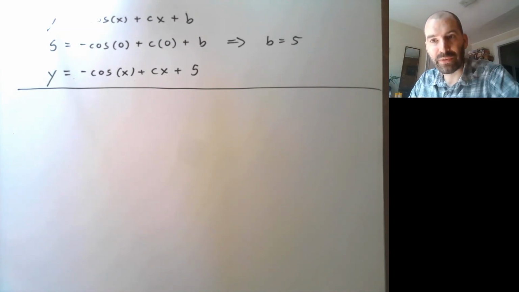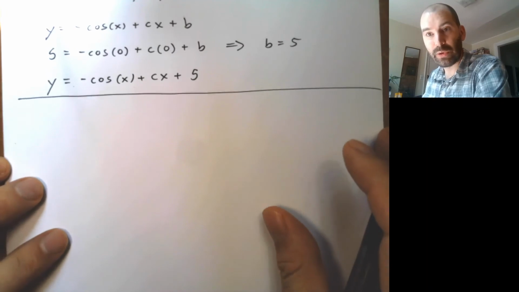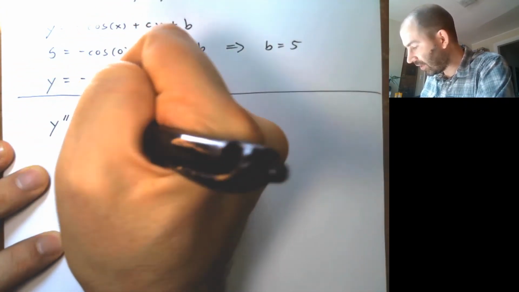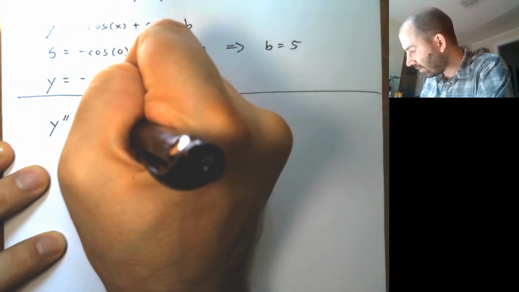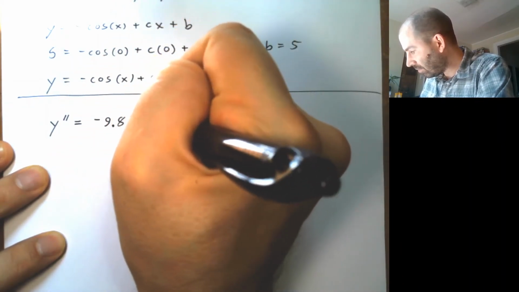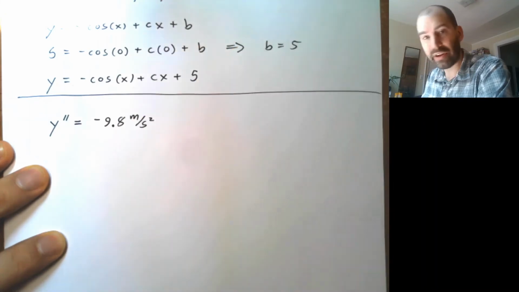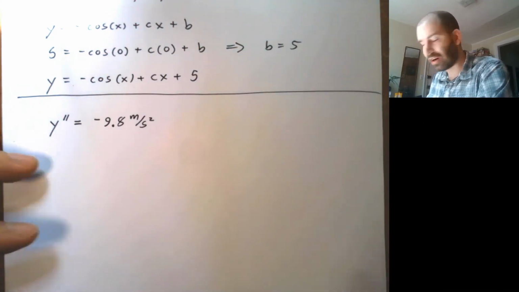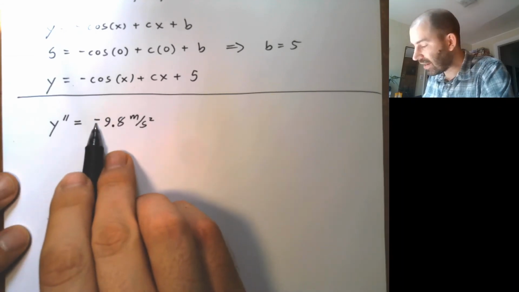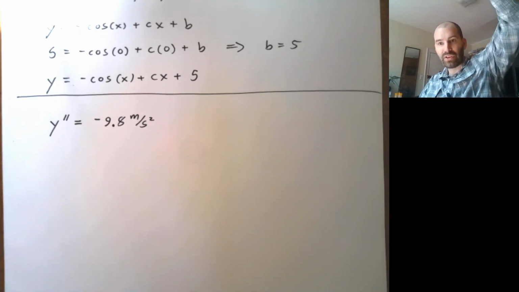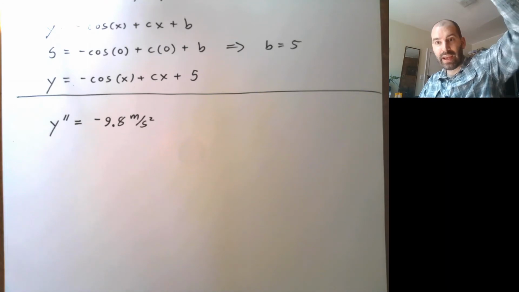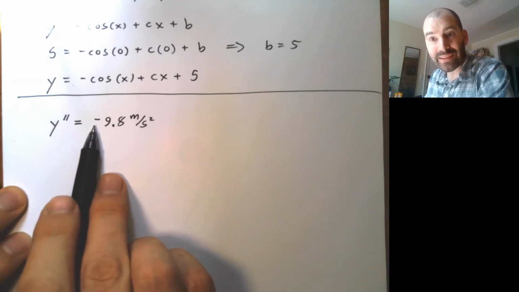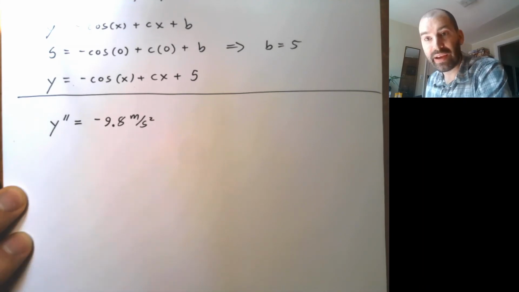So this is our differential equation. Our differential equation is the second derivative of our height is negative 9.8 meters per second squared. I put a negative because height we think of as upwards as being positive, right? And the acceleration is going downwards, so it's going against the upwards direction. So I put a negative here.